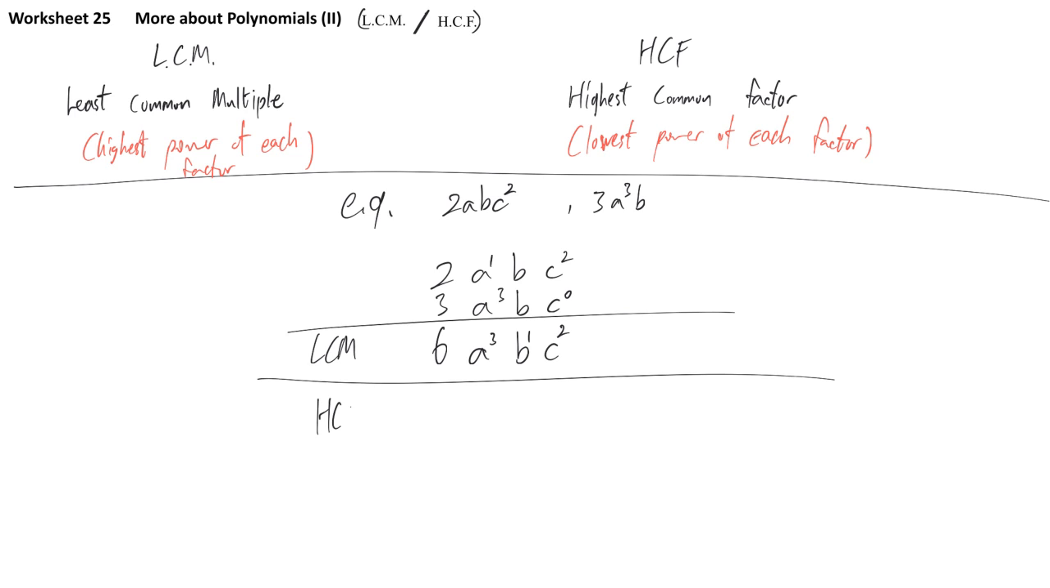HCF, we use the same logic. Among 2 and 3, there is no common factor, so just 1. The HCF, the number part is 1. A power of 1, a power of 3, we choose the lower power, a power of 1. B power of 1, b power of 1, so we choose b power of 1 also. Finally, among c power of 2 and c power of 0, we choose the lower power for HCF. That's why we choose c power of 0. Or you just simply don't write that because it's just simply one time. Therefore, HCF is ab alone.